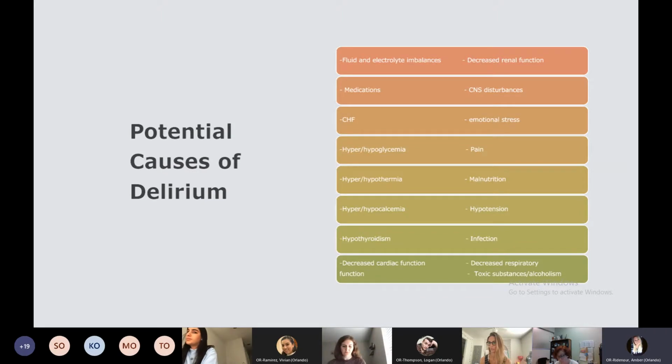Emotional stress, pain, malnutrition is also a big cause of delirium. Hypotension and infection. So a lot of patients with UTIs get confused. So that is an example.